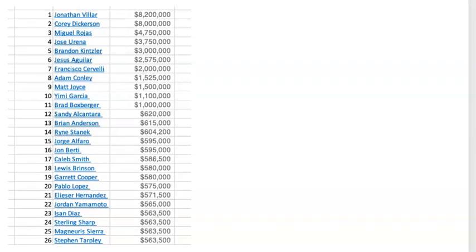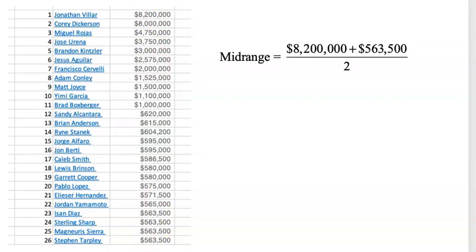If we look at the Major League Baseball players and their salaries, we can find the mid-range by, again, taking the highest and lowest. Highest here, 8.2 million, lowest, 563,500. Add them together and divide by 2, that's our mid-range. And we get 4,381,750. Mid-range not used that often, but it is another way you can describe the elements in a data set.